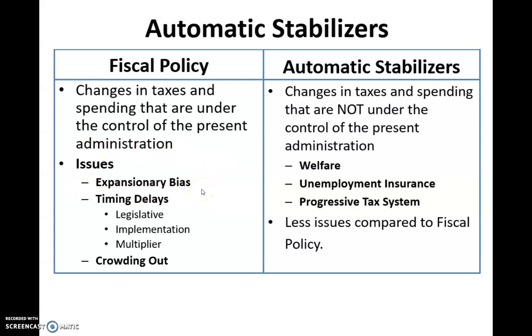But what happens when we go into a boom in the economy? Well, welfare payments go down because people get pushed above the poverty line. That's an automatic cut in spending without political consequences. Less people are on unemployment because they're getting jobs in a boom. So a lot of people lose their unemployment checks. Again, no political consequences for the current administration. And then the progressive tax system means that as incomes go up due to the boom, people are going to get pushed into a higher tax bracket. So taxes automatically go up.